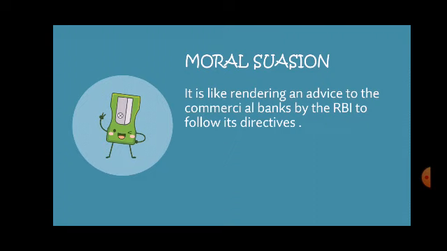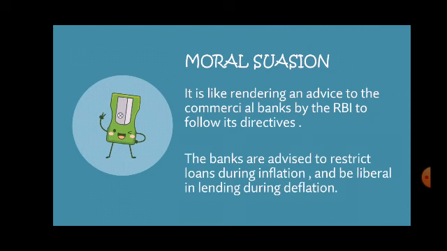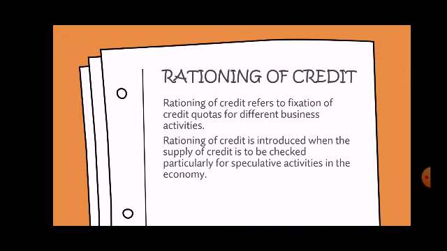Moral suasion, another qualitative tool. It is nothing but just the advice given to commercial banks by RBI in order to control money supply in the economy. Banks are advised to restrict loans during inflation and be liberal in lending during deflation. Last tool, rationing of credit. It refers to fixing credit quotas for different activities. Rationing is introduced when the supply of credit is to be checked, particularly for speculative activities in the economy.